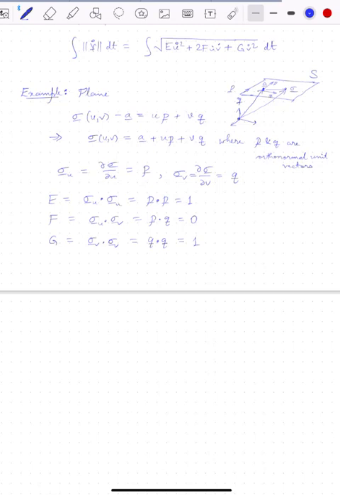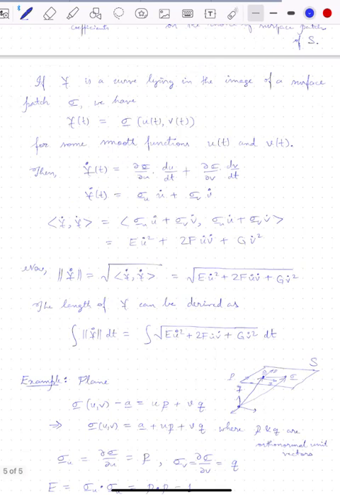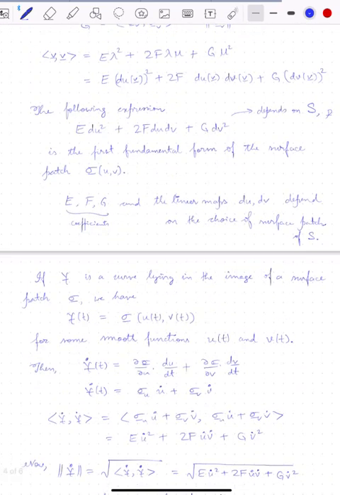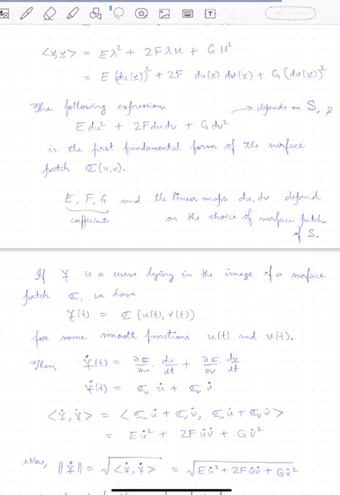So the first fundamental form of the plane is simply, we had defined the first fundamental form as this. So I'll just highlight it here.